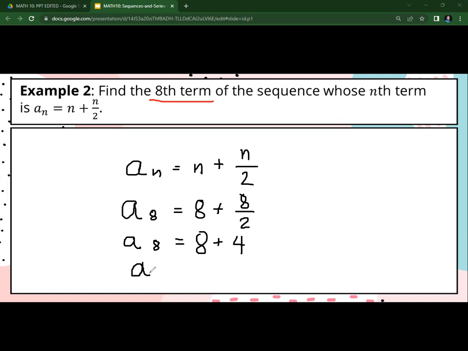Now, yung ating pang a sub 8, add na po natin. 8 plus 4. Very good, it is 12. So, ibig sabihin po ang ating pang 8 term, given this sequence or the nth term of this sequence is 12.